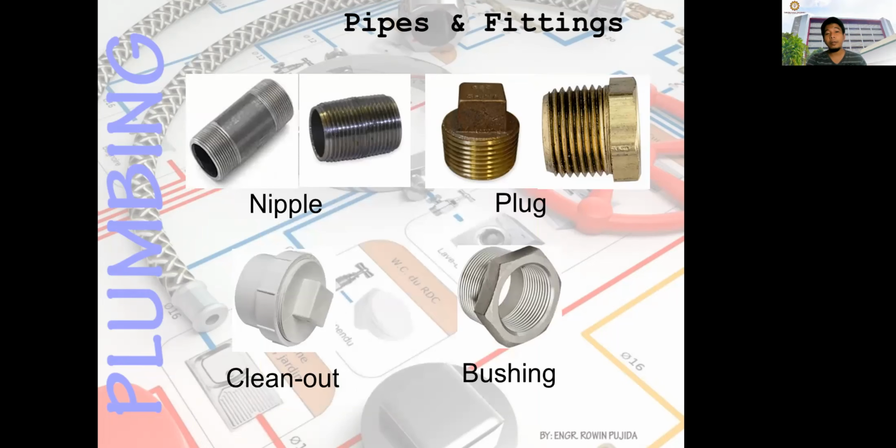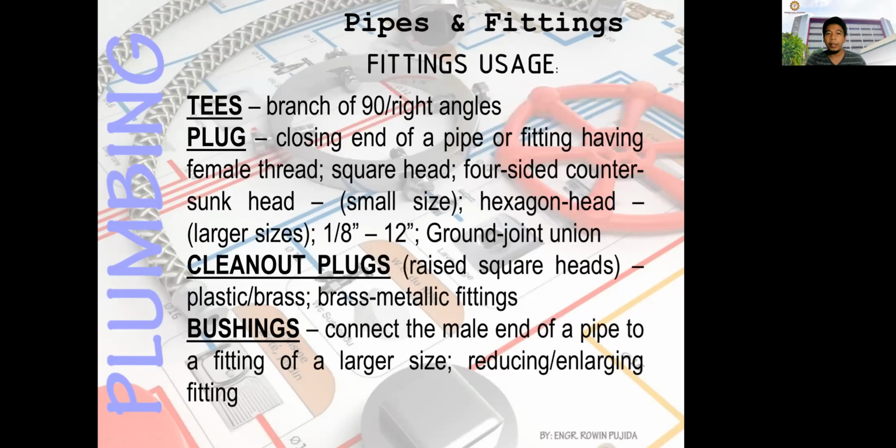Okay, so these are a clearer picture of the nipple. In this connection, this is just the extension of pipes. You can find it in your toilet and bathroom, the connection from the faucet to the wall. Okay, and then this is the plug. It's the male plug. Then this is the clean out. This is used for sanitary lines. And then this is the bushing for the water line. So this is the fitting usage.